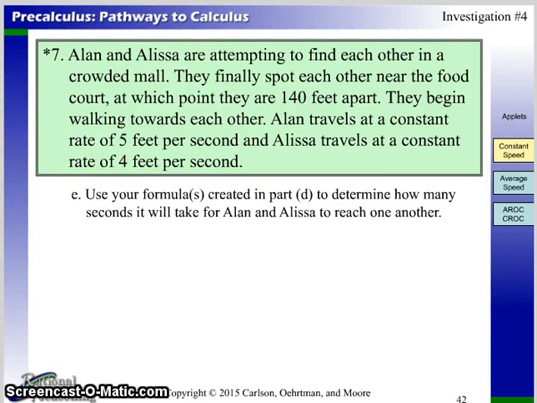Use that formula back on the previous slide where d equals 140 minus 9t, and determine how many seconds it will take for Alan and Alissa to reach one another.